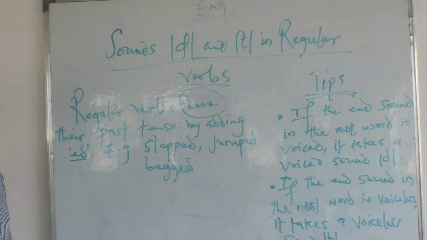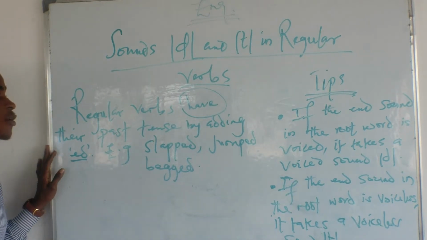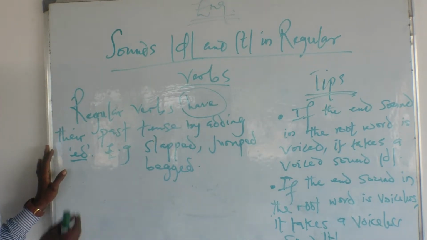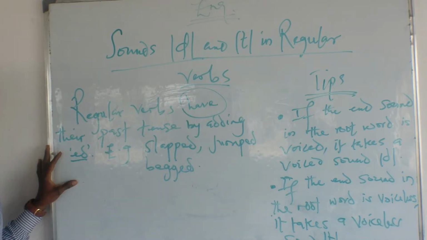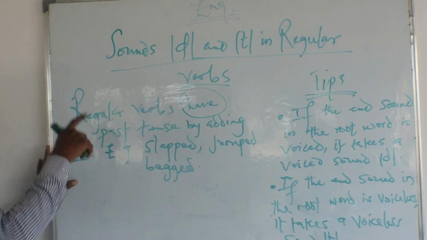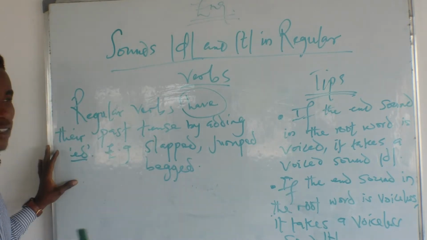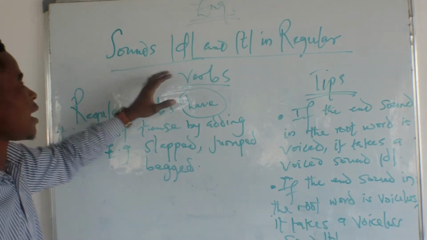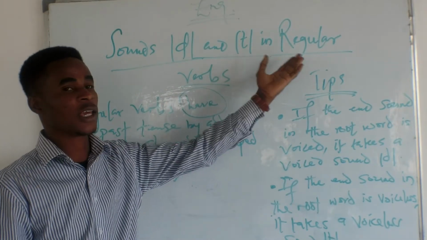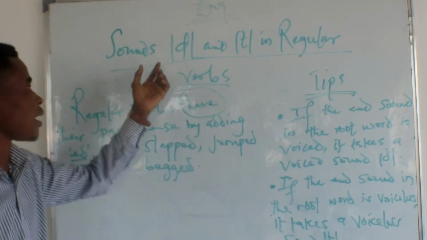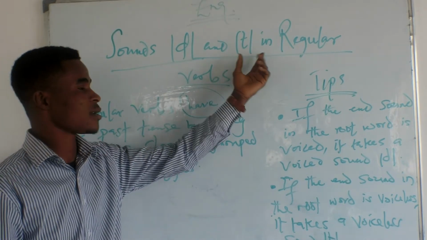Alright, in the last video, we were able to introduce some consonant sounds and we were able to solve some questions. And there was a question that popped up in the last video, which we are going to talk about in this video. So we want to look at the sounds d and t in regular verbs.